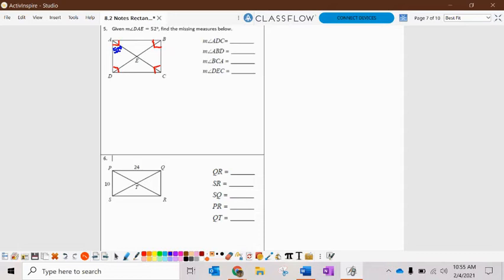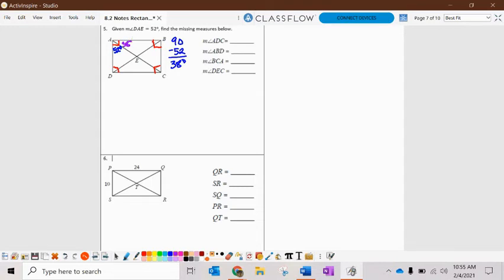Okay, so this is going to be the same basic approach that we took with the first example. I know that 90 minus 52 can give me that remaining little piece. So 90 minus 52 is 38 degrees. So this is 38 degrees.